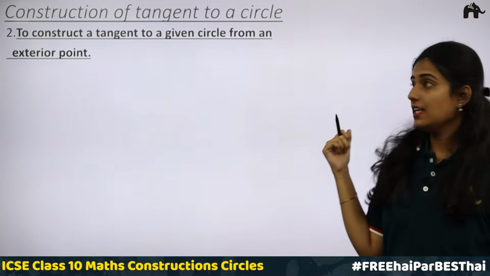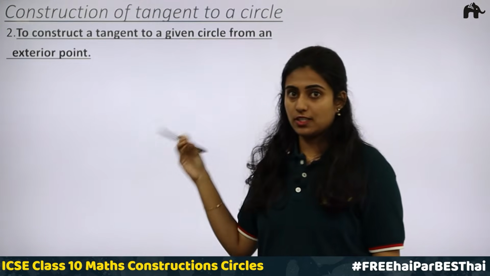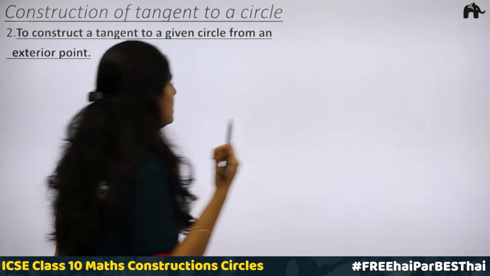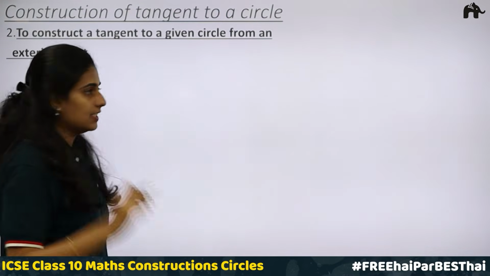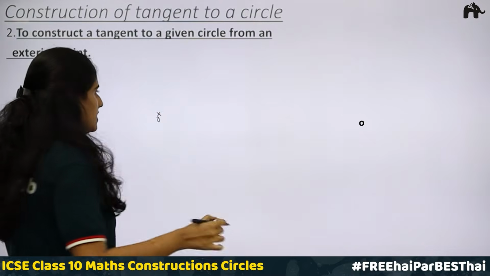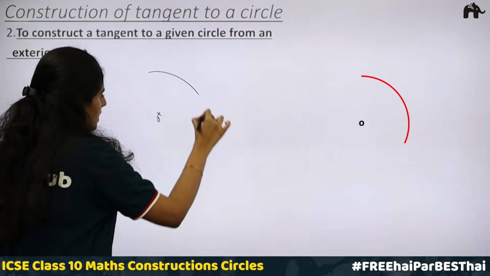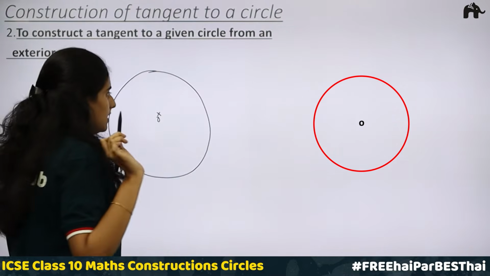Second one, to construct a tangent to a given circle from an exterior point. The point lies exterior to the circle. Here again, construct a circle first. We have taken some center O. With some radius, we are constructing a circle. So this is the required circle.